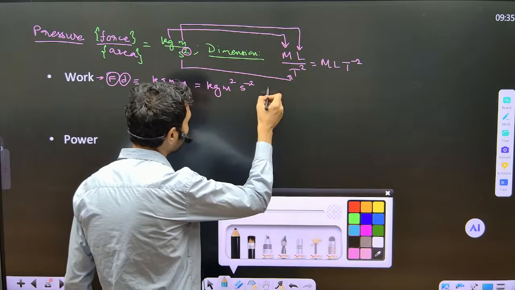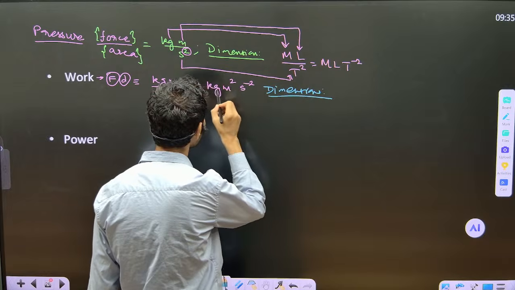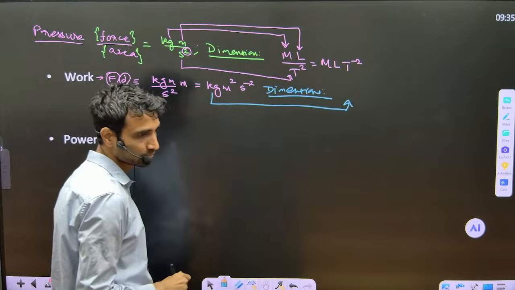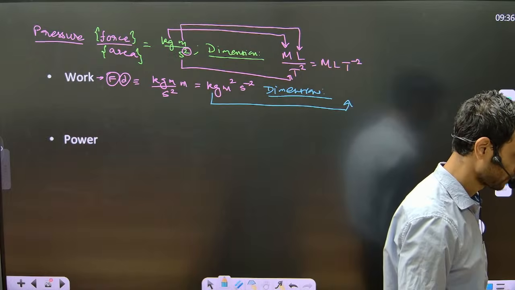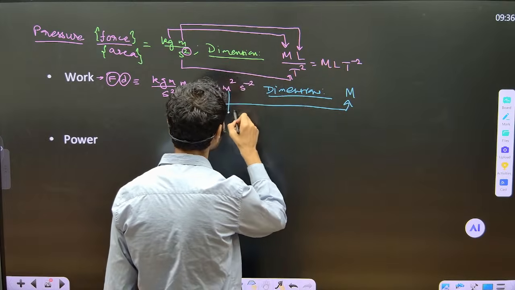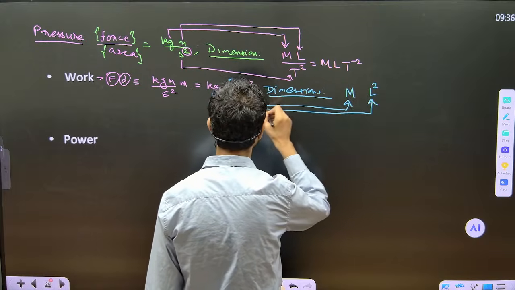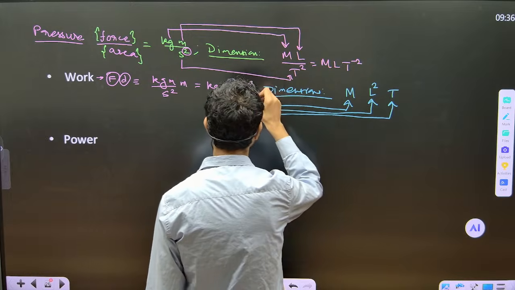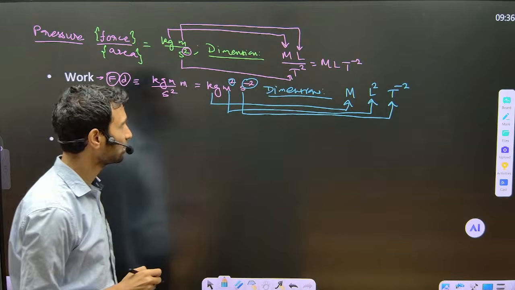And then speaking of dimensions, kg dimension, that's mass. So what is the dimension for mass? It is M. Meter dimension is L. Square is there, means L square. Then second dimension is time, and you have a minus 2. So it is ML square T minus 2.